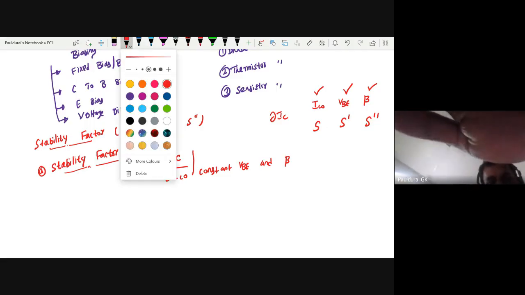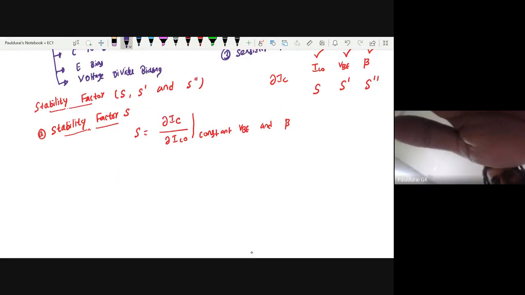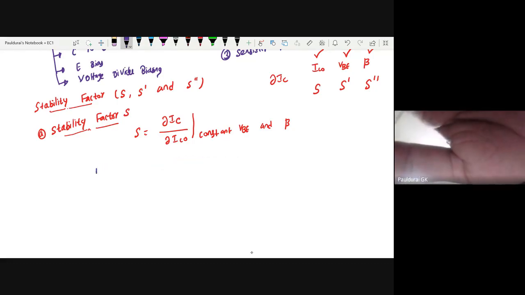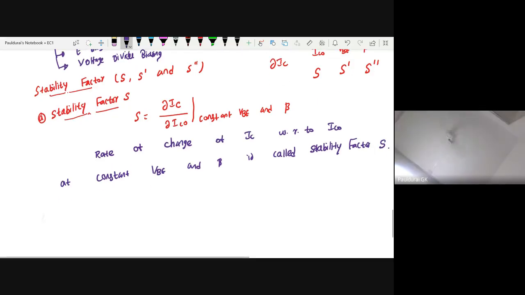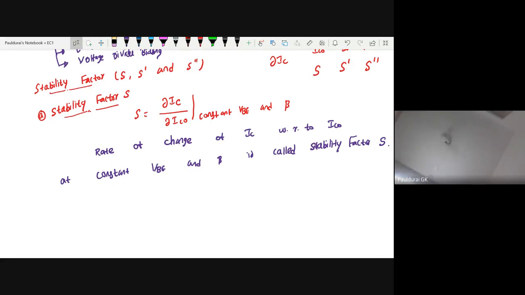Let me define it here. The rate of change of IC with respect to ICO at constant VBE and beta is called stability factor S. Got it? Guys, are you with me? Yes, sir.